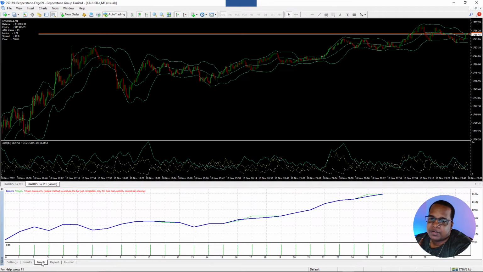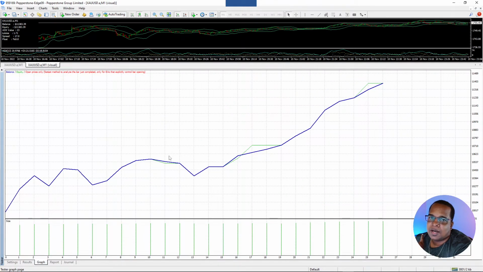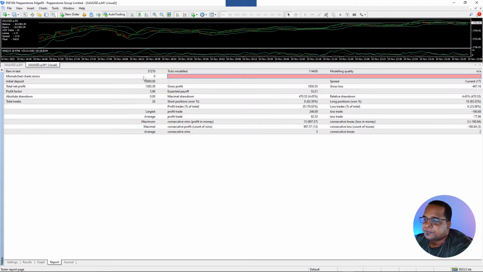and look at the graph. Look at the big difference with the graph. We have a lot fewer trades, but look at the performance. If we look at the report now, the account grew by 13% with a profit factor of 3.96, and we only have 4.45% drawdown on the account, right?